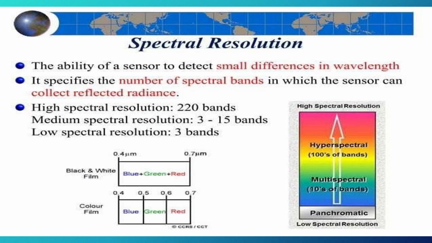Medium spectral resolution includes 3 to 15 bands, typical of multispectral sensors, while low spectral resolution may have only 1 or a few broad bands, like panchromatic imagery. The diagram shows that as the number of bands increases from panchromatic to multispectral to hyperspectral, the ability to distinguish surface materials and features improves significantly.